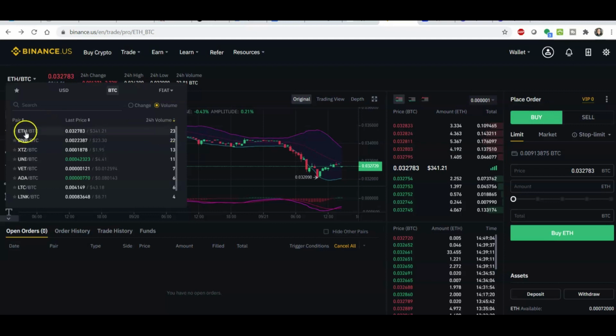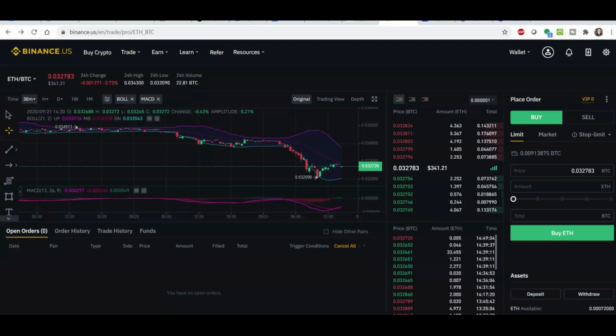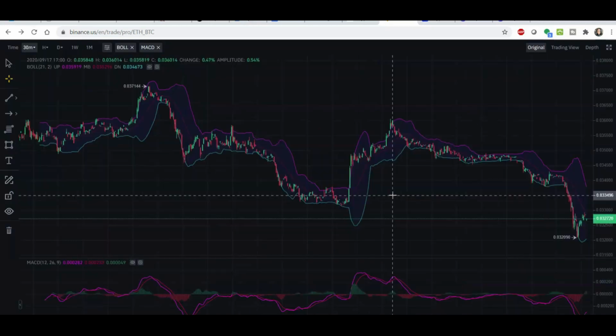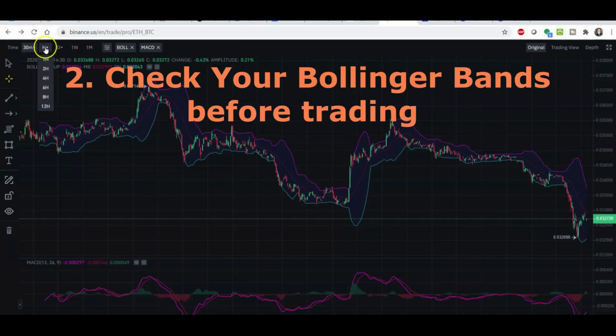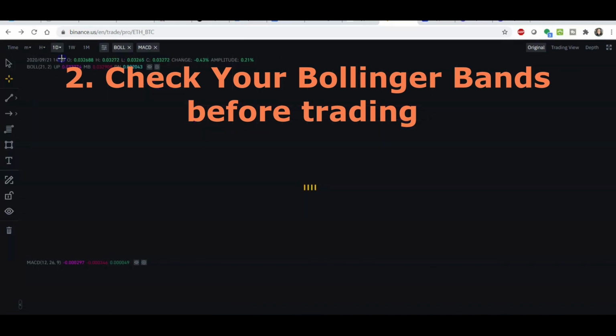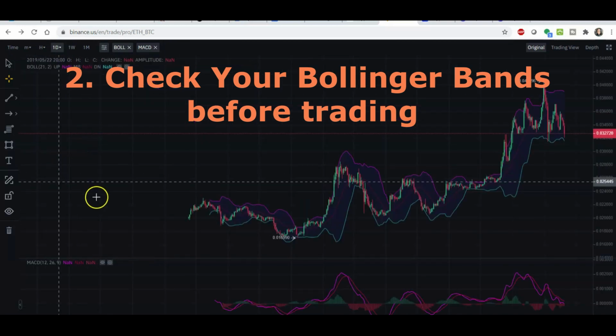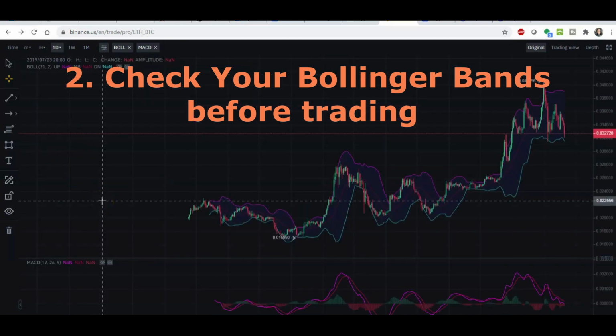So Ethereum is the one. We'll click on Ethereum and Bitcoin, and let's look at the chart and see what the chart's doing. What we see right now is a 30-minute chart. Let's look at the daily chart first. And the daily chart looks pretty healthy.